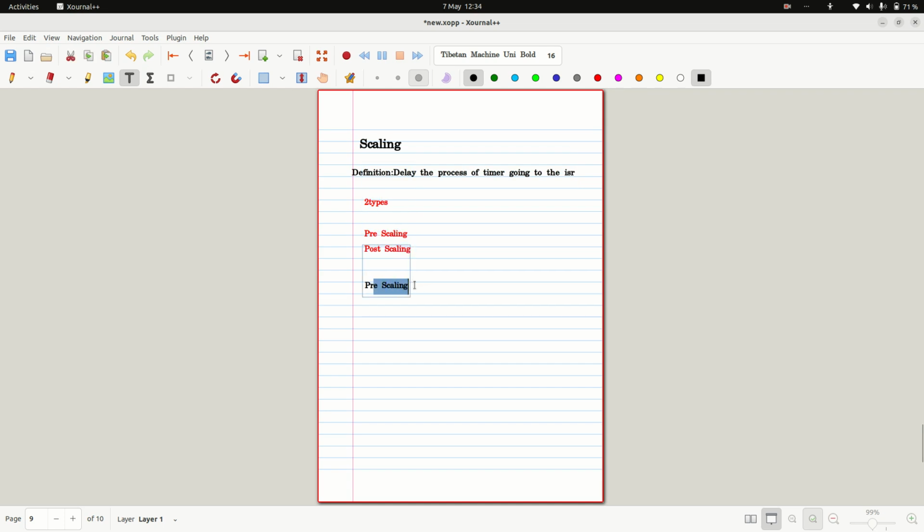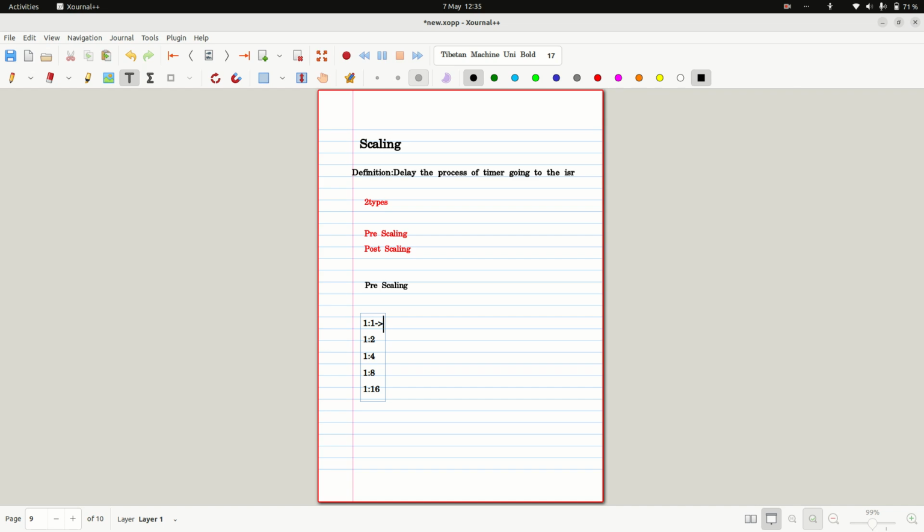Let's discuss pre-scaling. After every instruction cycle, the tick is incremented. In pre-scaling, we have 1:1, 1:2, 1:4, then 1:8, 1:16, like that. So, what will happen in 1:1? What will happen in 1:2?